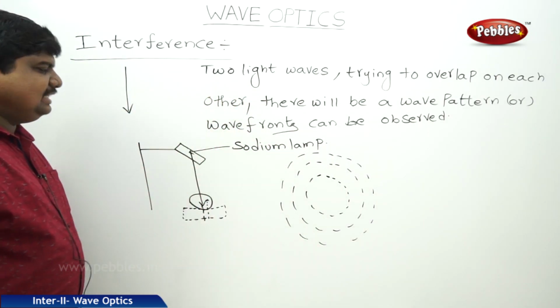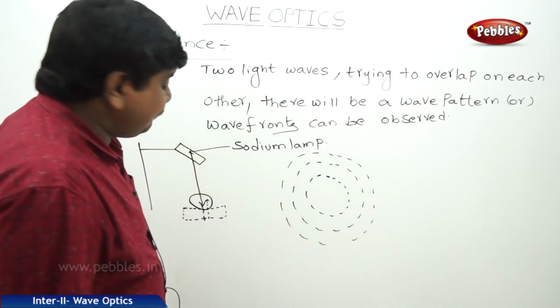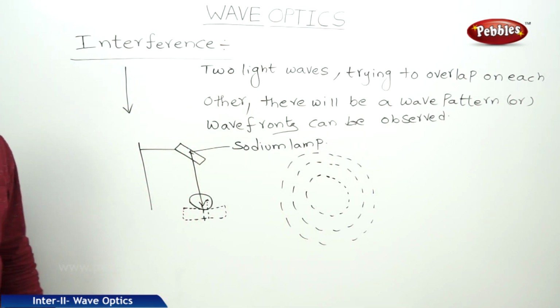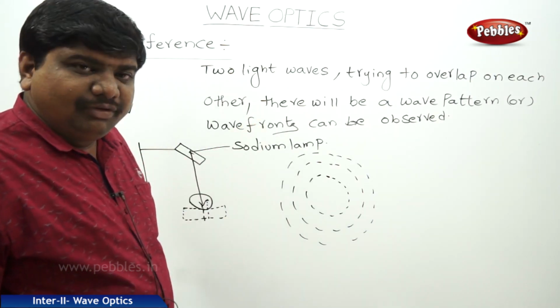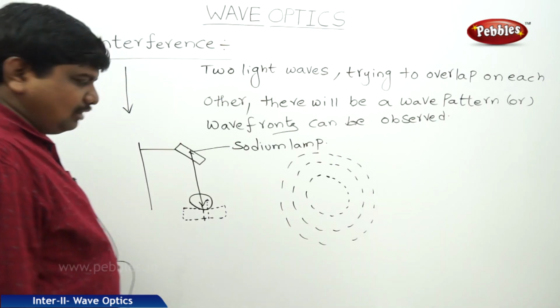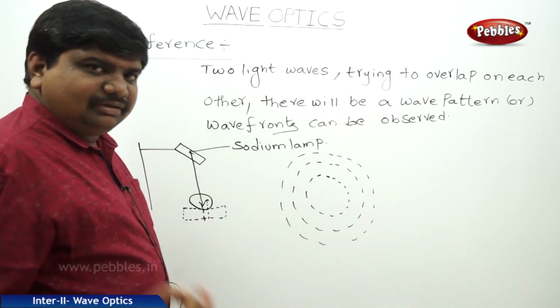So what happened here is the light waves which are incident and reflected try to overlap on each other. Because of their overlapping, their intensities and energies were distributed in the form of waves or wavefronts. This phenomenon is called interference. This interference is of two types, constructive and destructive.